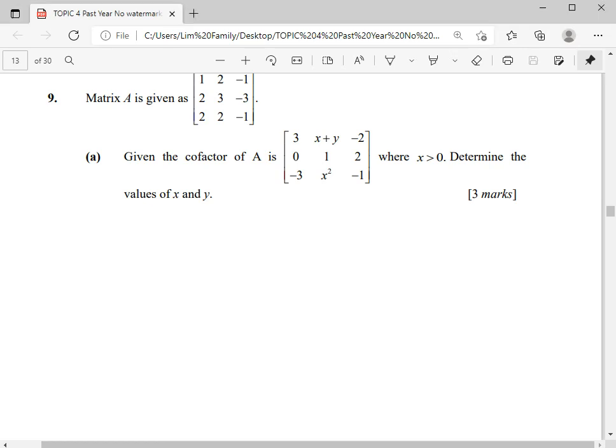So we look at this. Number 9, you are given a matrix here. So your matrix here, they said the cofactor of this matrix is this. Okay, so determine what's the value of x and y.